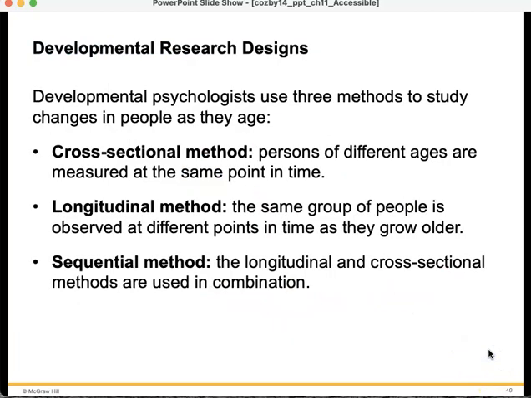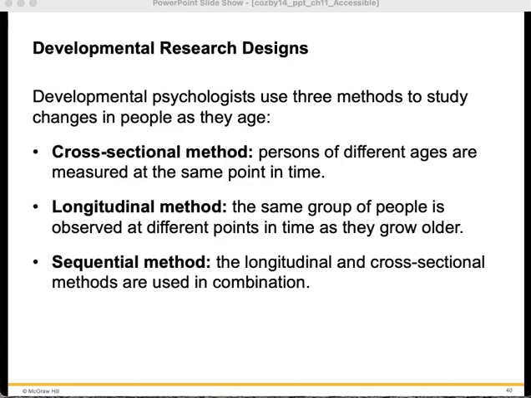So, developmental psychologists use three methods to study changes in people as they age: the cross-sectional method, the longitudinal method, and the sequential method. In the cross-sectional method, persons of different age groups are measured at the same point in time.